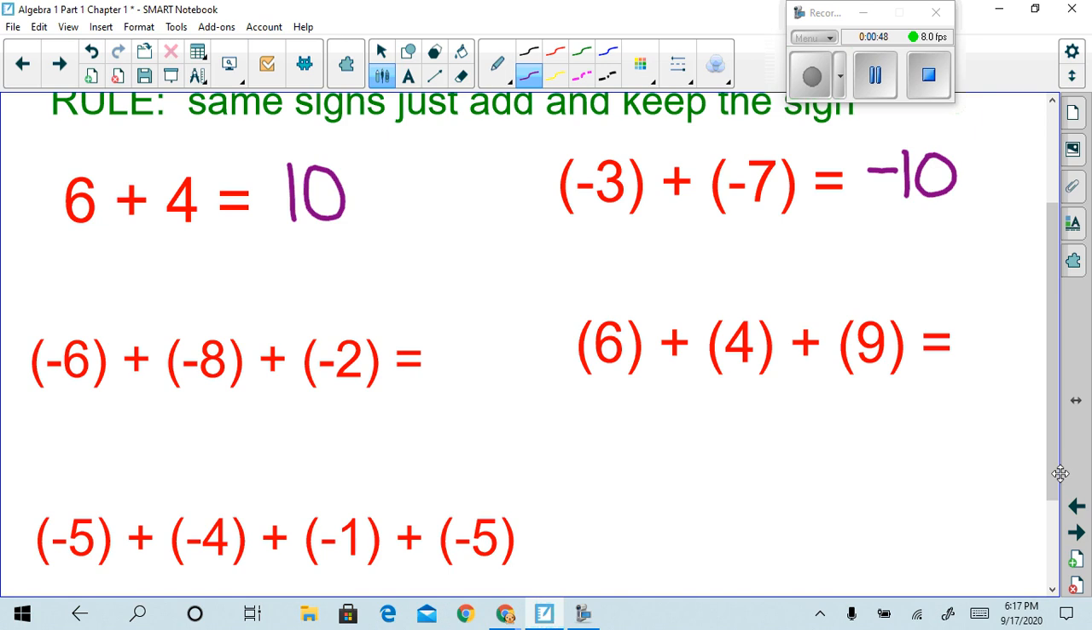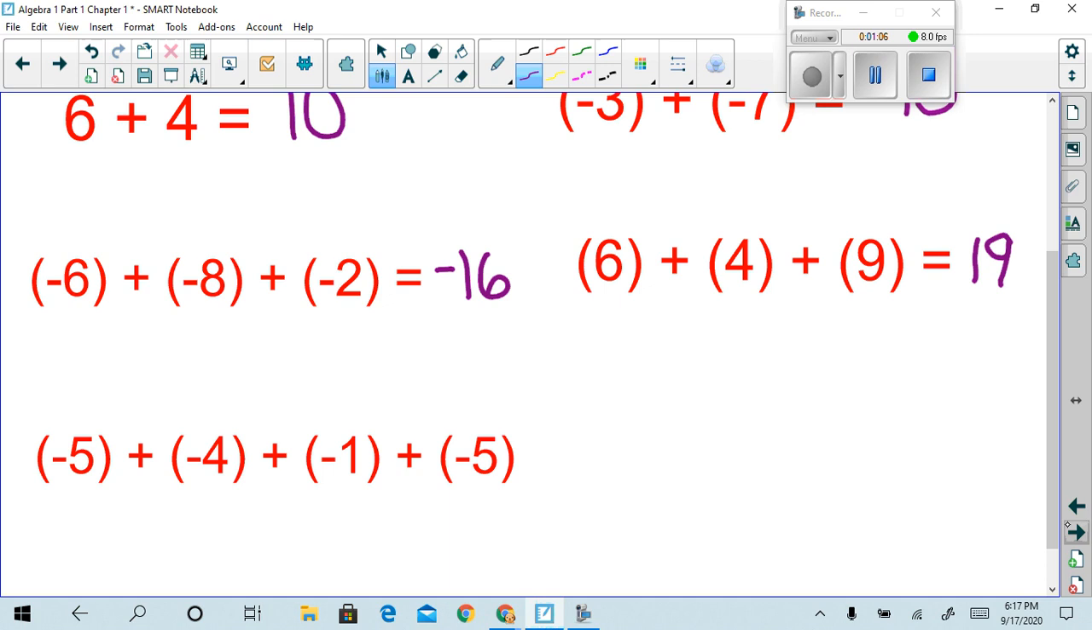I can have more than 2 addends. And if the signs are all the same, once again, I add and keep the sign. I see all positives in my next one. I'll just add, and my sum will be positive. In the last one on this slide, I have 4 addends, and I can just ignore the signs for a minute. 5 plus 4 plus 1 is 10, plus 5, and again, they're all negative, so I get a -15. So when the signs are the same, the rule is easy.